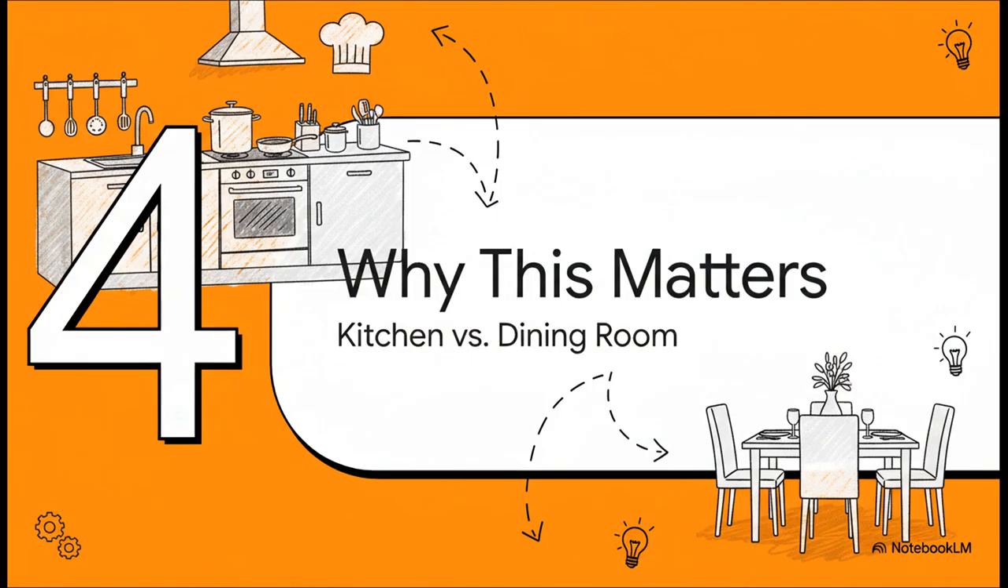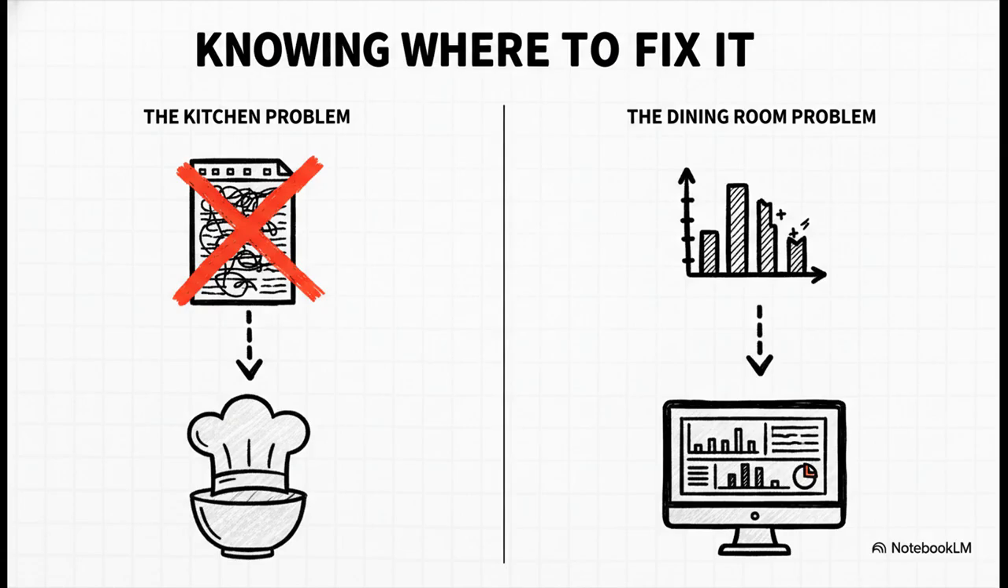Okay, but why is this separation such a big deal? Why should you even care about the kitchen versus the dining room? Well, the answer is pretty simple. It makes everything so much easier and clearer. Because when a problem comes up, and it will, right? This little mental map tells you exactly where to go. Is your raw data itself just wrong? That's a kitchen problem. You got to go back to the Power Query Editor.